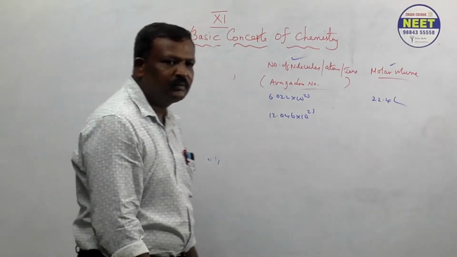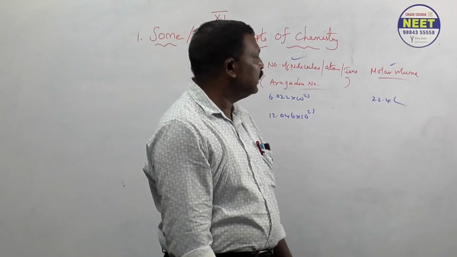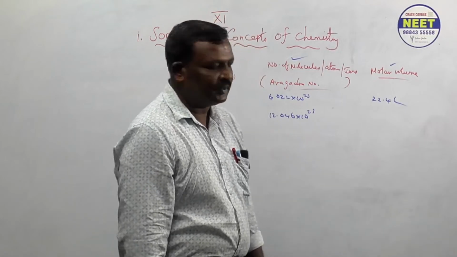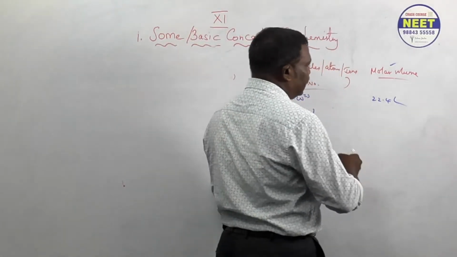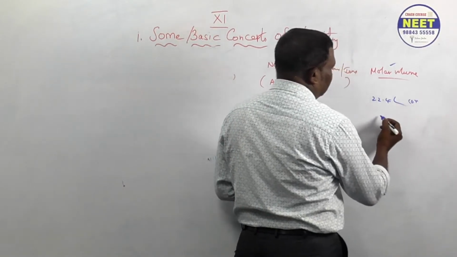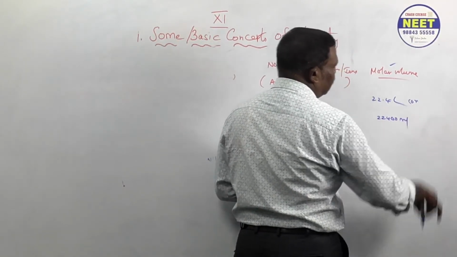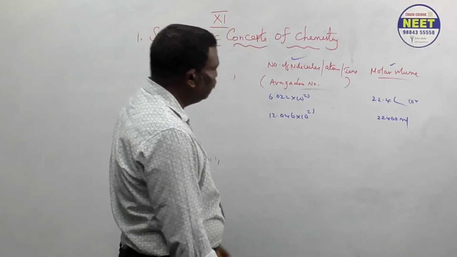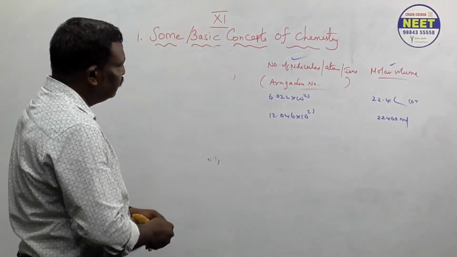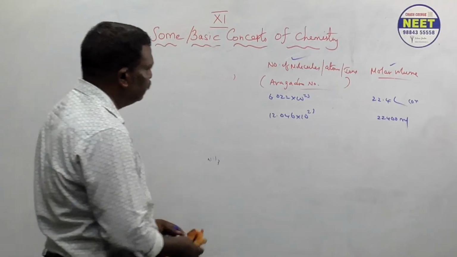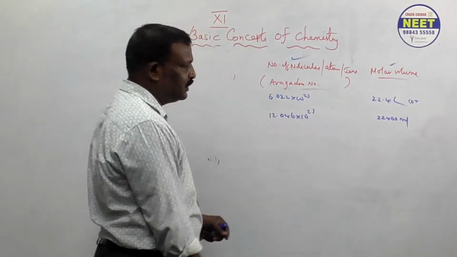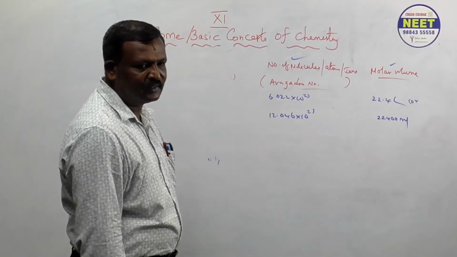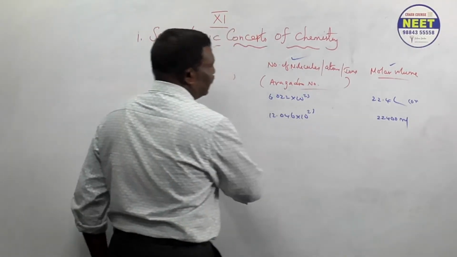22,400 ml. Or we can write it in liters. One more value is also present: 2.24 into 10 power minus 3. Search it. Understood?